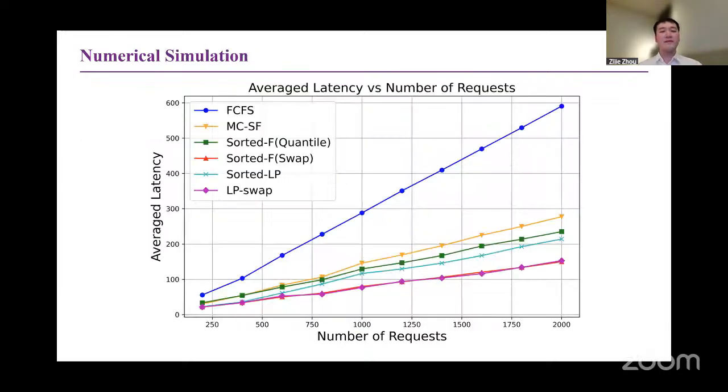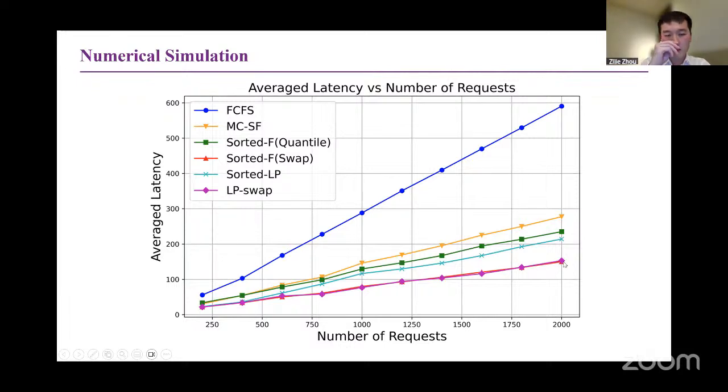Okay, and then we just try to compare all of these algorithms. So firstly is the blue curve, which is first come first serve. It is the worst strategy, right? And the second one is shortest first, and then this sorted F quantile and swap is our algorithm. We just try to approximate, right? Mainly this sorted F swap, the red curve, the lowest part is the performance of our algorithm.